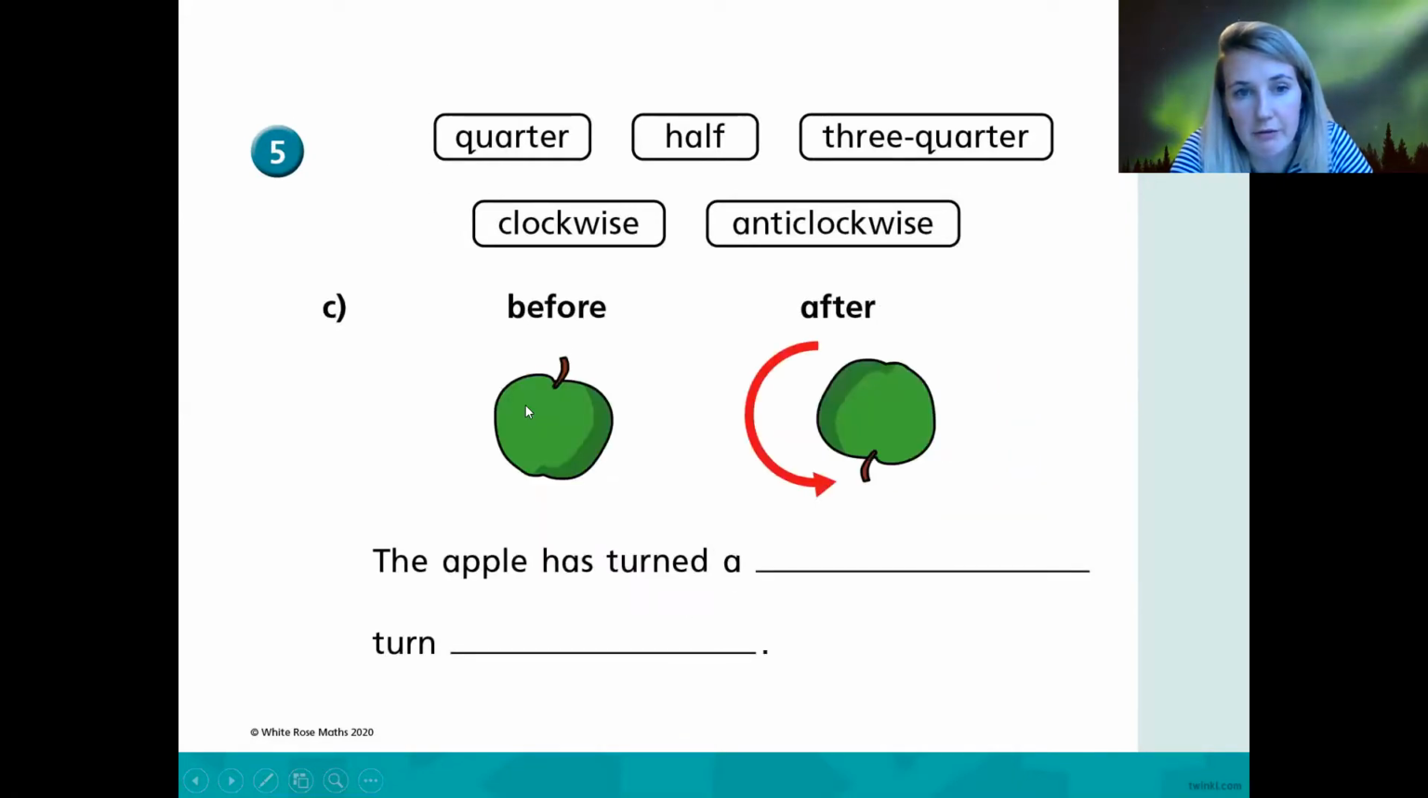Pause me or go back if you need to. The apple has turned now, look, it's on the other side and it's a big arrow, not a little one to be a quarter. It's done 2/4, which we can also call half. The apple has turned a half turn and it's gone anti-clockwise, the other way, look, anti-clockwise.